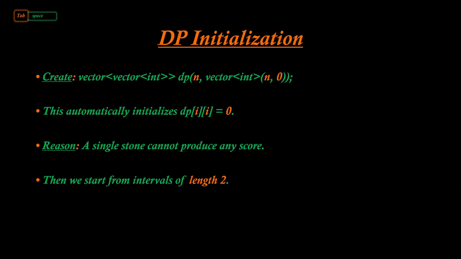We create an n by n DP table. Every value is initially 0. This works because the base case is that a single stone contributes 0 additional score. So dp[i][i] is assigned 0 for every position. We then start processing intervals of length 2. Why length 2? Because an interval of length 1 cannot be split. An interval of length 2 is the smallest interval where Alice actually has a valid move.